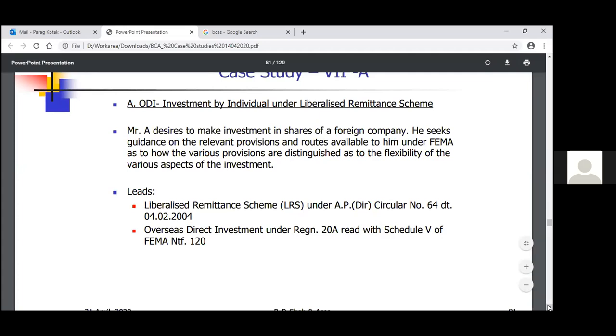And the floor is open for questions on this subject, and otherwise we go to the next case study. Sir, Himang here, sir.